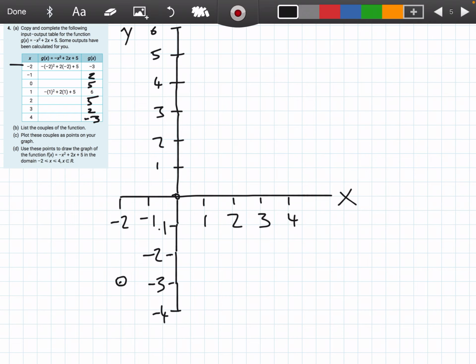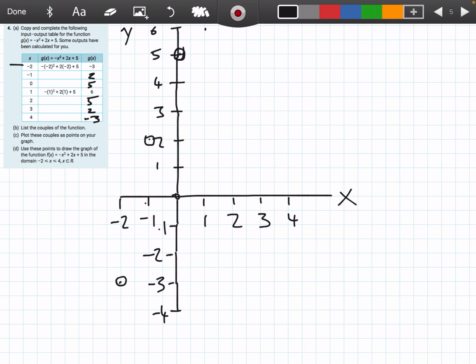-1, 2, sorry. -1, I go across on the x, up on the y is there. 0, 5: it's going to be on the y-axis, that point there. 1, 6 is up here, right at the top. Just about get it there.